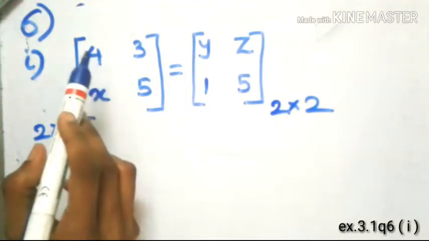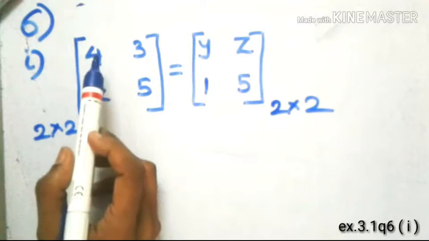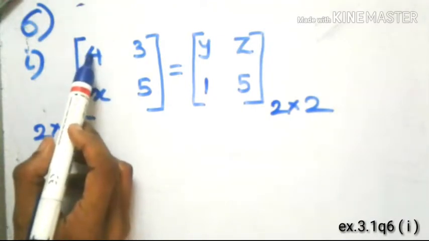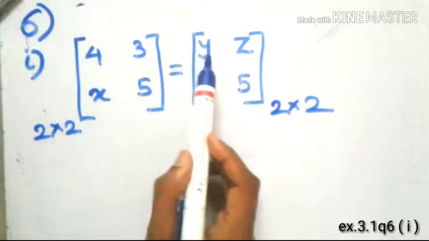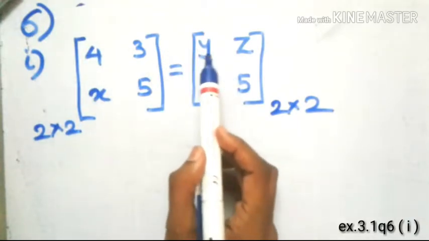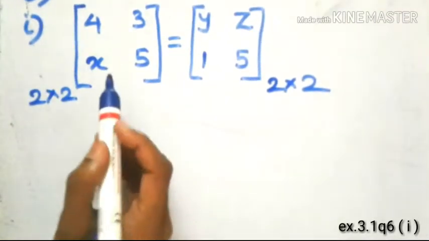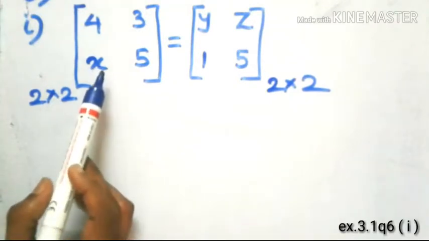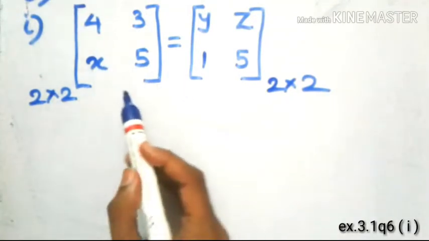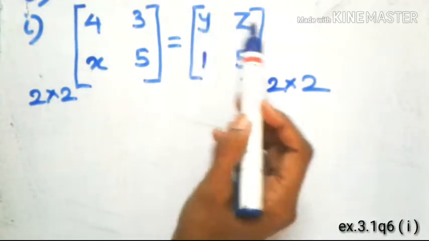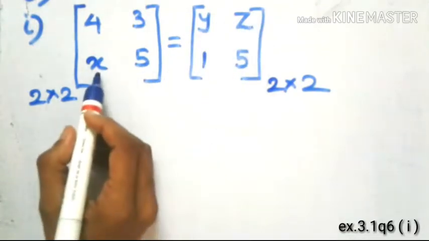Since they are equal, the corresponding elements are also equal, which means the first row first column element of this matrix will be the same as the first row first column element of the second matrix. So we just have to use this particular condition and we'll get the values of x, y and z. No difficulty at all. We just have to be clear with the concepts. So let's start with the first variable. There are 3 variables here, and they are not in one single matrix. You have x in this matrix and you have y and z in the other matrix. So let's start with x.